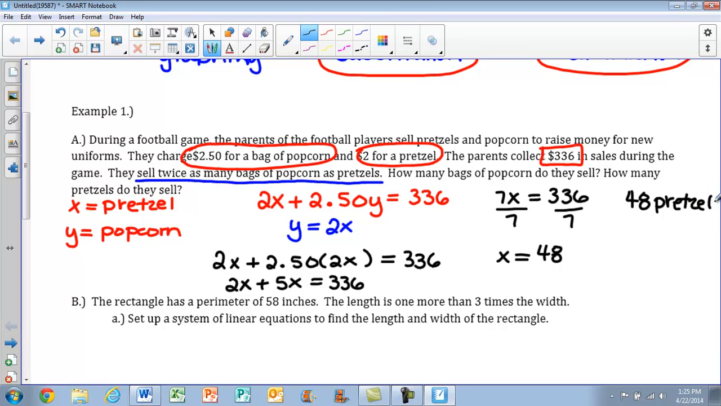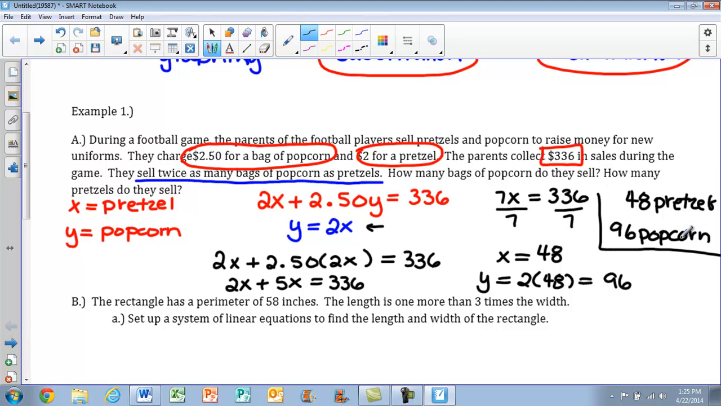And now, oops, I'm off the paper here. And now to find our number of bags of popcorn sold, we can plug this x right back into the second equation. So it would be y equals 2 times 48, which gives me 96. So I had 96 bags of popcorn. So these are our answers for this section. They wanted to know how many of each were sold.